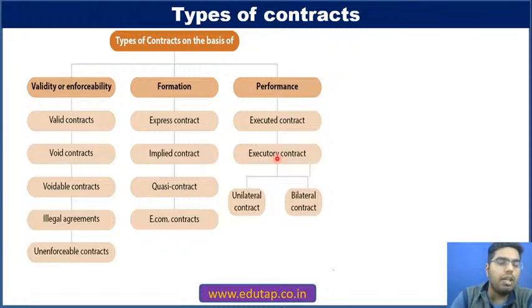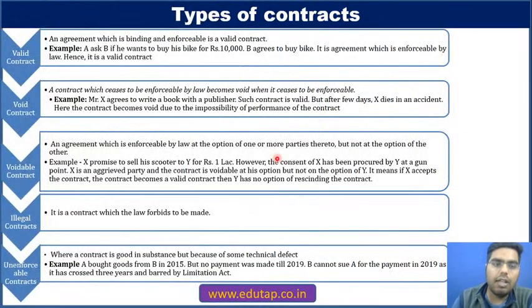Am I clear? In the examination, the questions normally asked specify a type of contract, and they ask whether the contract is valid or void, or express or implied or quasi. These types of questions are normally seen in the examination. So it is very important to understand the types of contracts. First of all, I am defining the types of contract according to validity or enforceability.